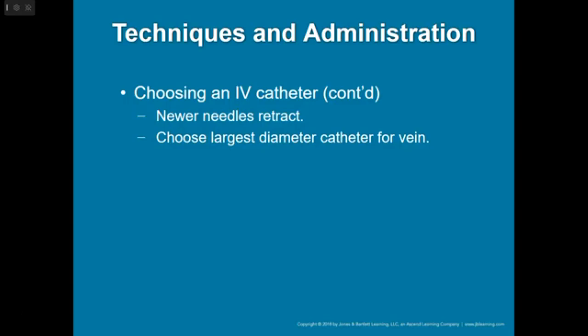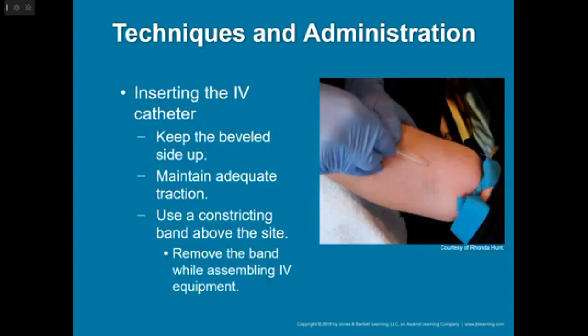Choose the largest diameter catheter for the vein. Like that picture of that guy at the start of this, a few slides back, he had great veins. You could start an 18 gauge in any of those, 16, 14, even those. Most of the time, in anything that we need, an 18 will flow blood. 18 would really be the biggest that we have to have.